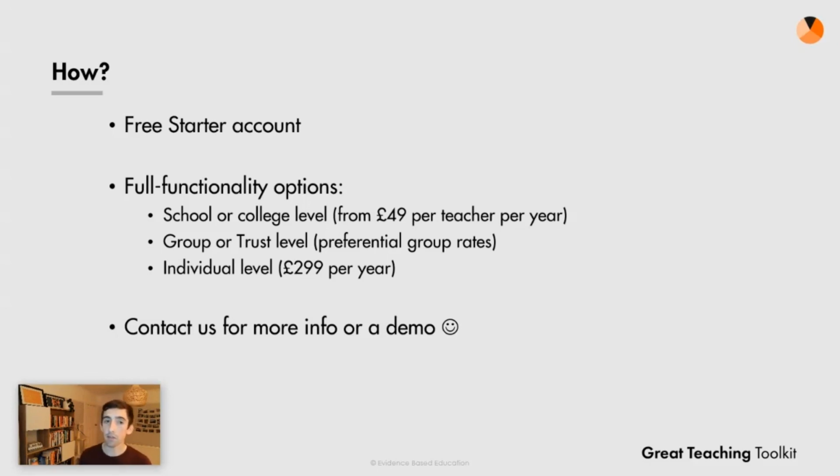But the premium license options, these full functionality options here on the slide, at the school or college level, costs obviously depend on the number of teacher licenses you would like, but it starts from only £49 per teacher for a year of CPD. And on a group level, we're able to provide a bespoke quote for you, again based on the number of schools and the total number of licenses. But if you're an individual who just wants one license, that includes everything apart from the school environment and leadership survey, and it costs £299 per year.